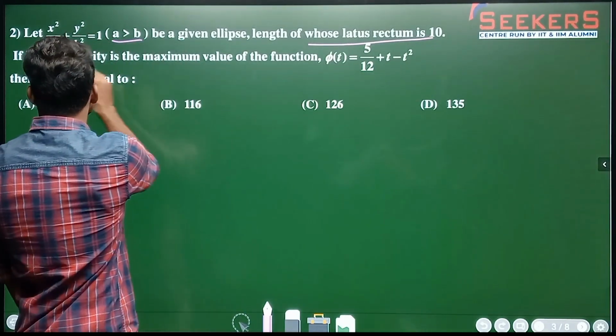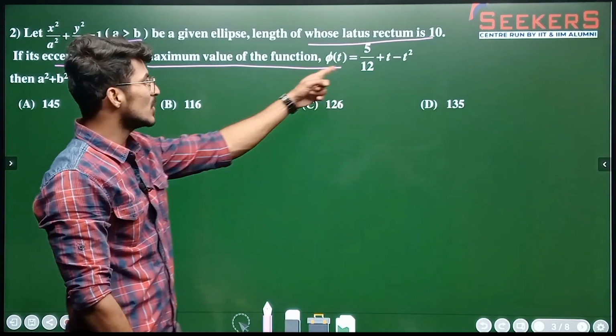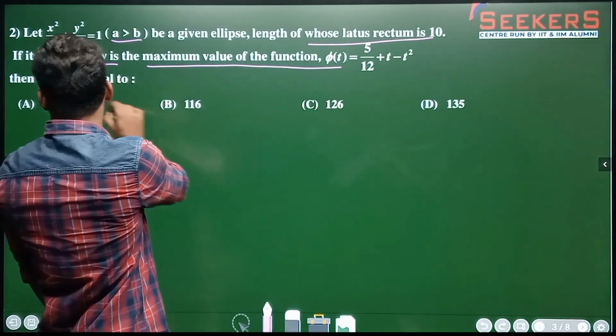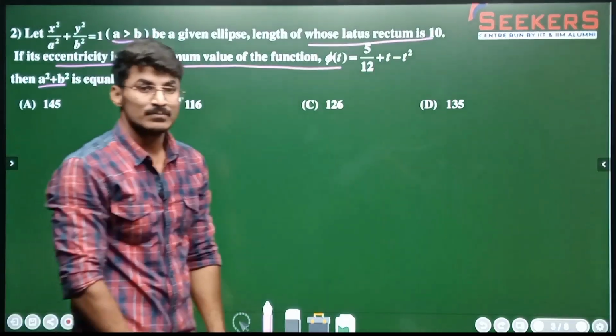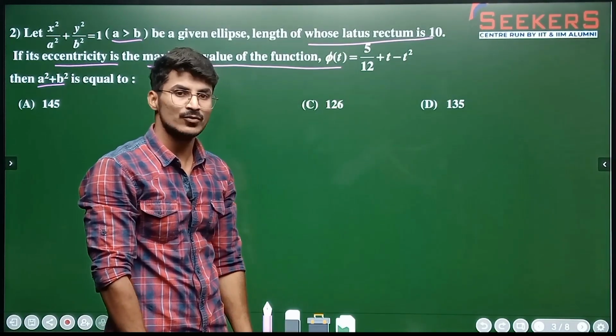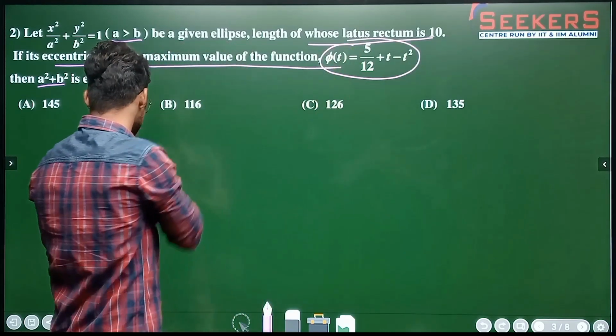So if its eccentricity is the maximum value of the given function, then he is asking for a square plus b square. For finding the maximum value of this function, what do we do first? Let us write what he has given. First look at what he has given.